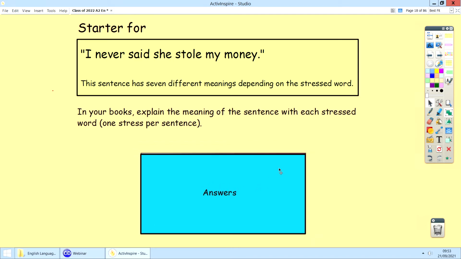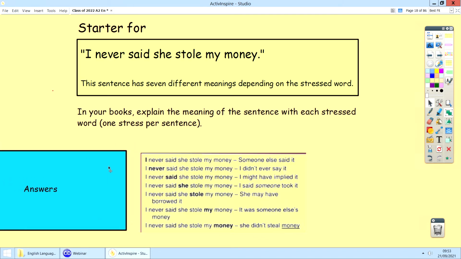Okay, I assume that you did that, so well done. So, I never said she stole my money. Someone else said it. I never said she stole my money. I didn't ever say it. I never said she stole my money. I might have implied it, but I didn't say it. I never said she stole my money. I said someone took the money.